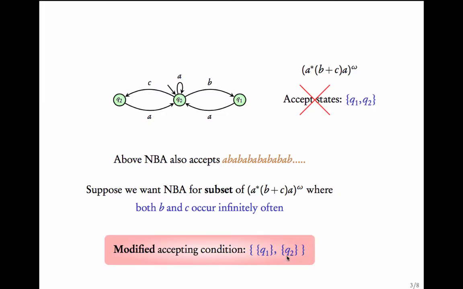So in particular, this condition will tell you that a run is accepting if both Q1 and Q2 are seen infinitely often on this automaton. This kind of an automaton with this accepting condition is called a generalized non-deterministic Büchi automaton. You have the same structure as an NBA, states, transitions and initial state, just that instead of giving a set of accepting states, we give a set of sets. And the condition is that the run is accepting if it contains at least one element in each set. Let's see one more example.